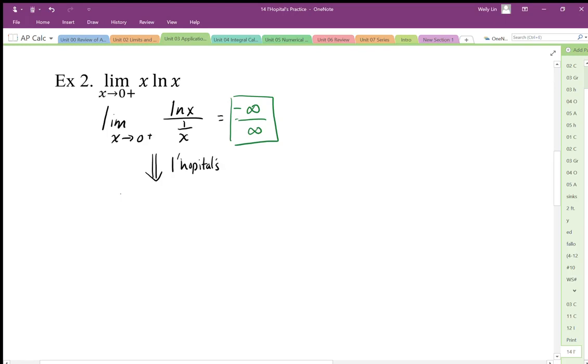Okay, so then we end up with limit as x goes to 0 from the positive side. We differentiate the log. We differentiate the 1 over x. Okay, so this ends up being the limit as x goes to 0. We just end up with negative x. Okay, plugging that in, we end up with our limit is equal to 0. So that's going to tend towards 0 as it approaches 0 from the positive side.